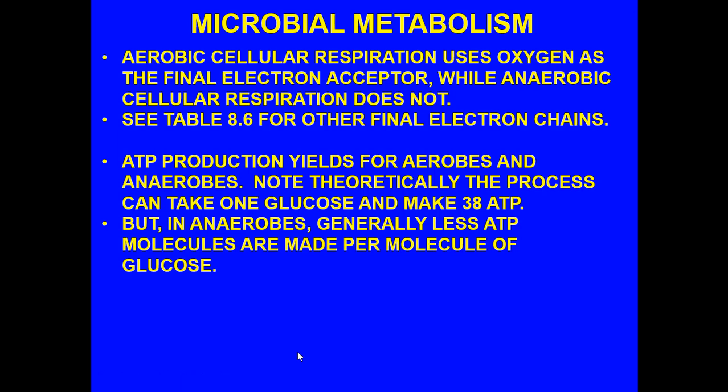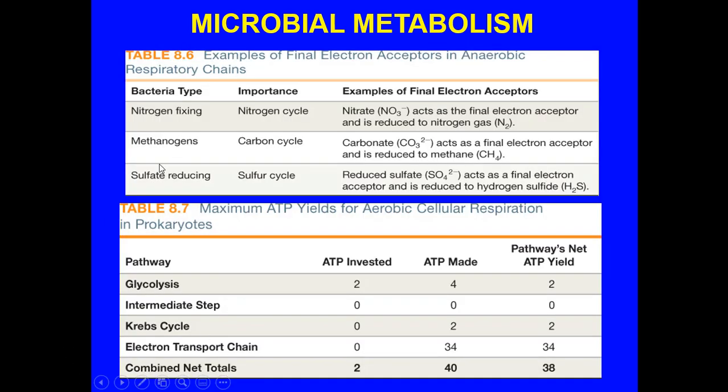Now, aerobic cellular respiration uses oxygen as the final electron acceptor, while anaerobic cellular respiration does not, and I've mentioned that before. You'll want to review table 8.6 for other final electron chain setups. I want you to keep in mind the ATP production yields for aerobes and anaerobes. Theoretically, the process can take one glucose molecule and make 38 ATP. But in anaerobes, generally, you get fewer ATP molecules made per molecule of glucose. So even though you have a different electron acceptor than oxygen, these structures have everything else going, looking almost like what aerobic cellular respiration does, but they tend to be a little bit less efficient.